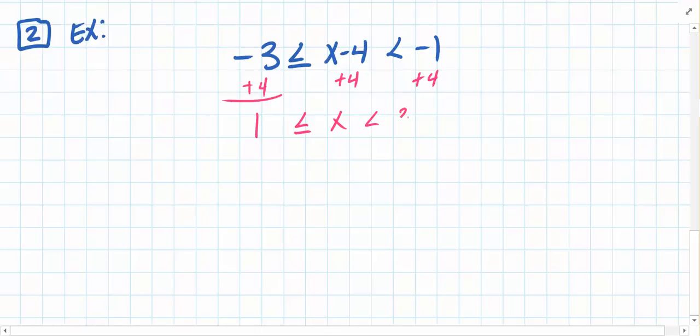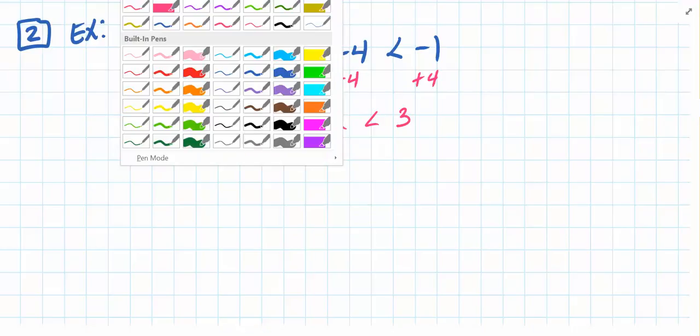So does this make sense? Are there numbers that are between 1 and 3? Yes, there are. That makes total sense. So is this an and statement or an or statement? This is an and statement. Very good. So here we go. This is how we would graph it on the number line.